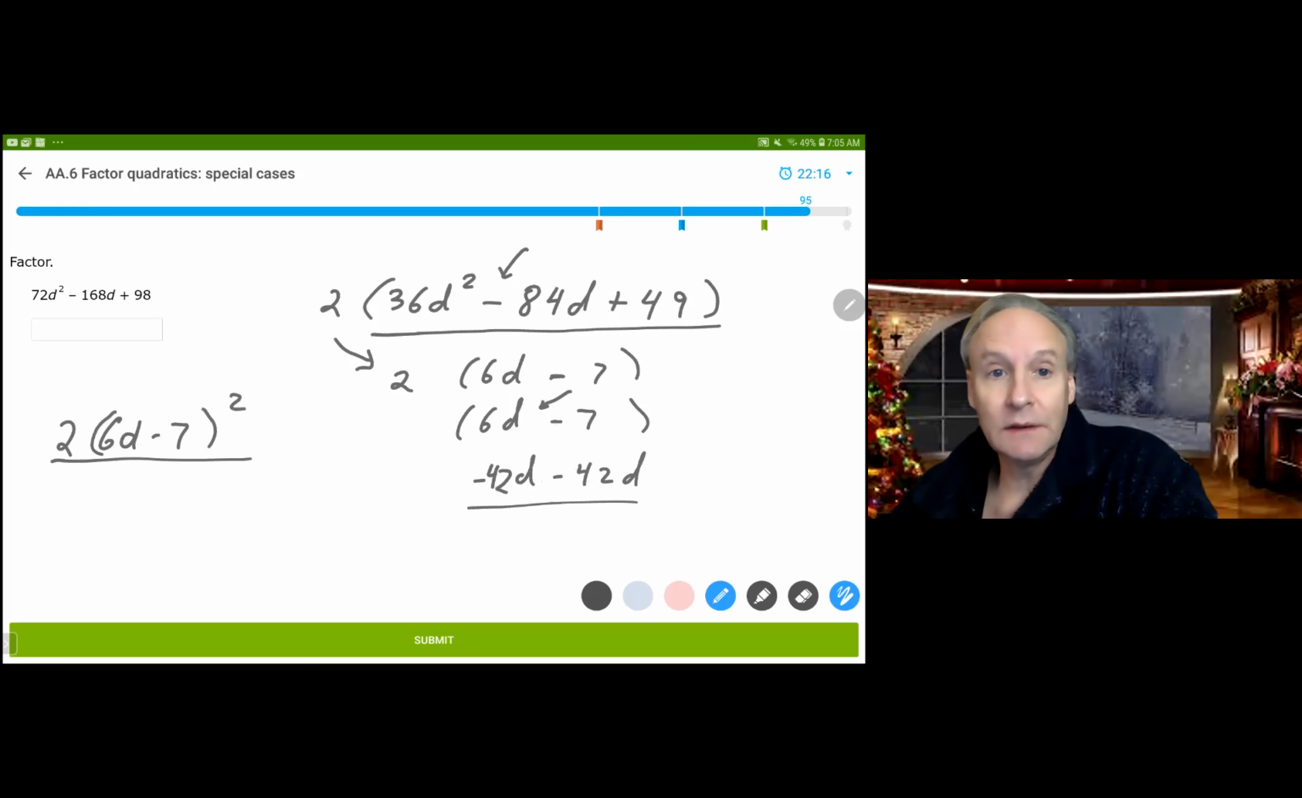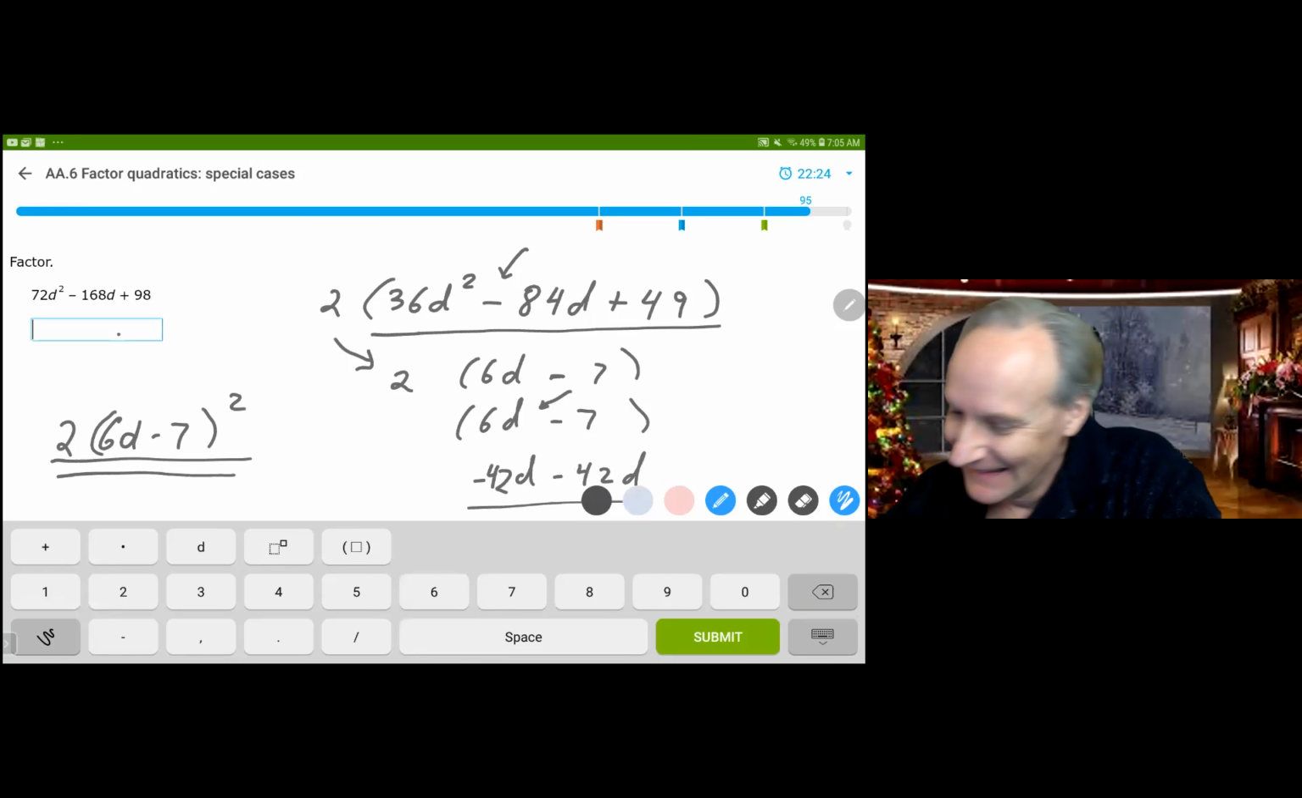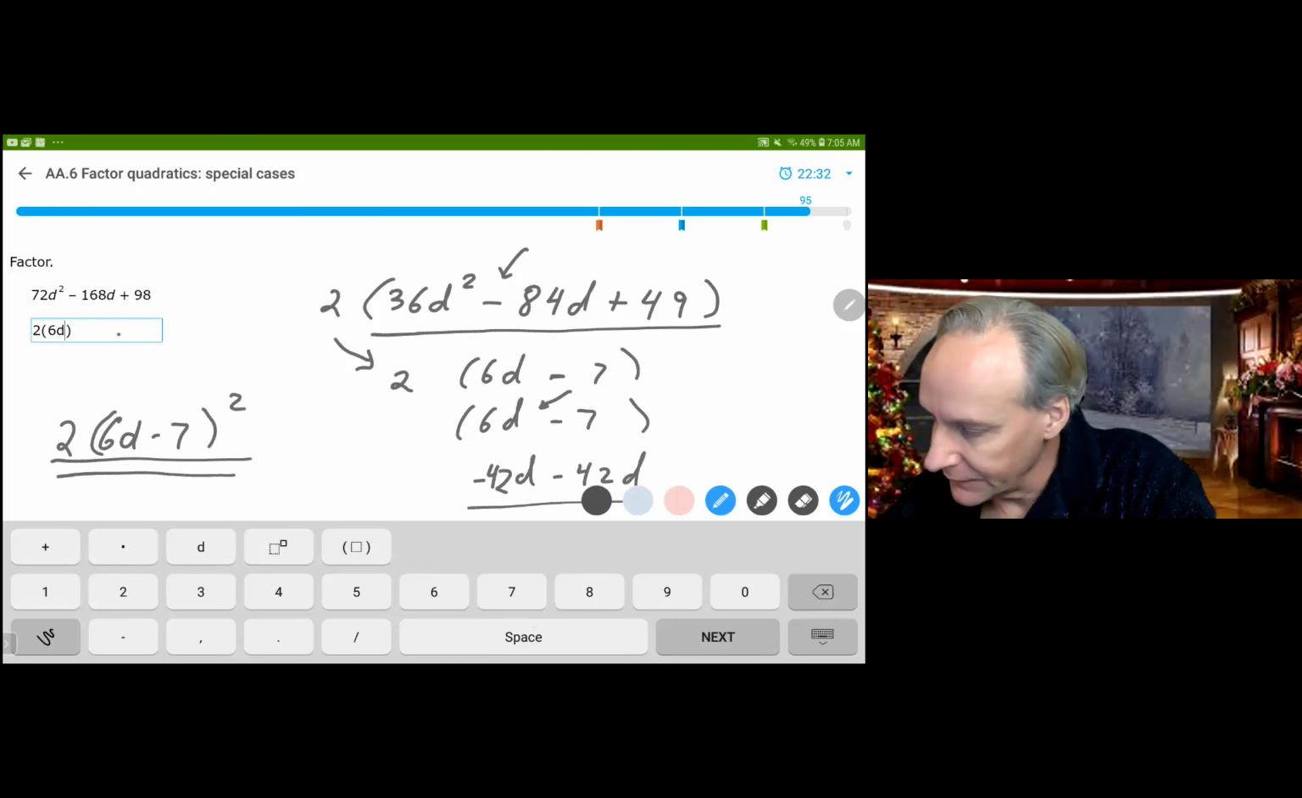And if you really want your teacher to be suspicious that you don't know what you're doing, tell them that you factored this in your head. 2, 6d minus, oh, I want to get a space in there. And we want to square. And that is the one I'm looking for.